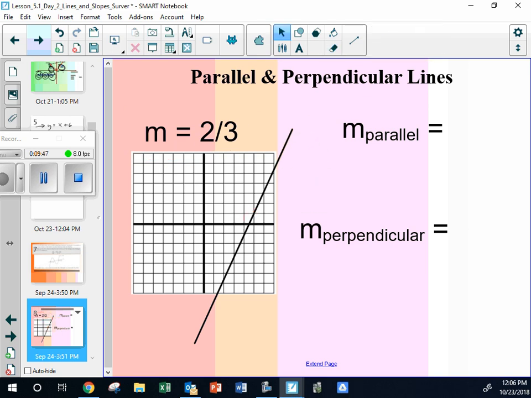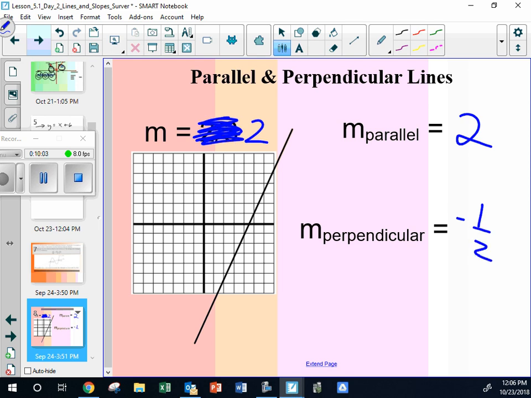All right. What if I say m is 2? Then what would parallel to it be? Parallel to it would have m equal to 2. And what would perpendicular to it be? Negative 1/2. Now, what if I said it had to go through a certain dot? Like it has to go through that dot and be perpendicular.